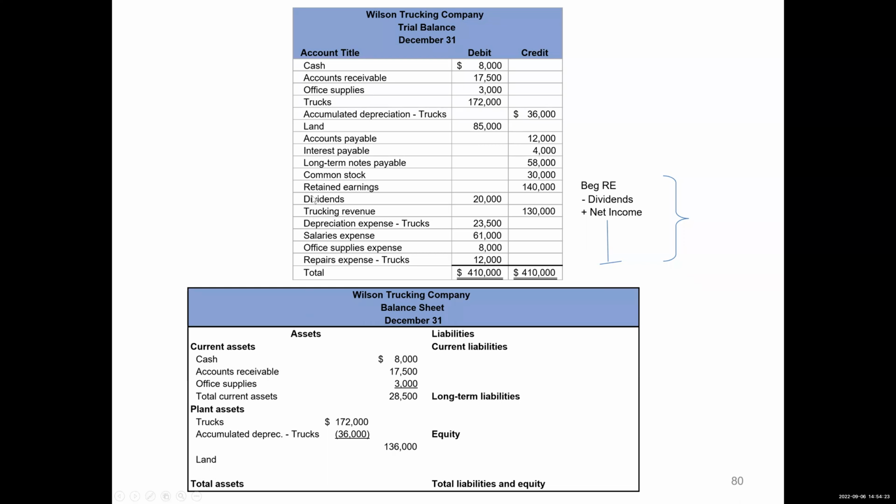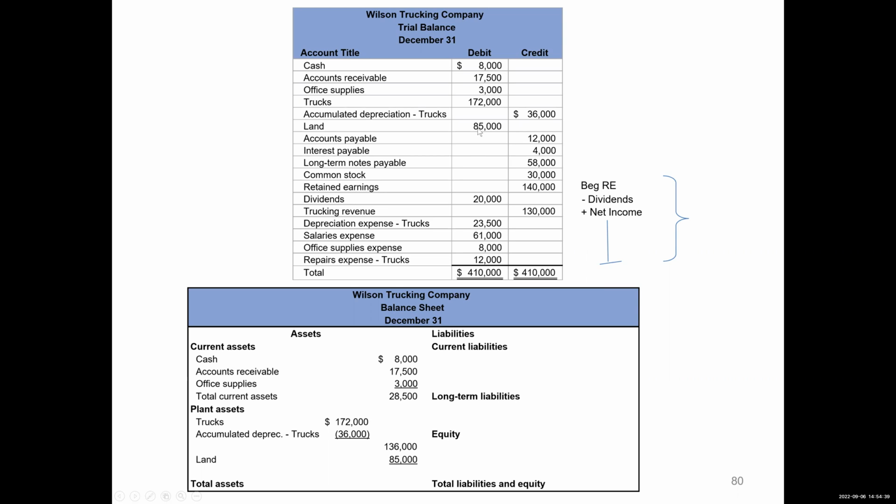Okay. Now I think we have land. I was mistaken. I thought it was just truck, but we do have land. There it is. So land is also a long-term asset. And so we'll put that underneath there. There you go. That should do it.